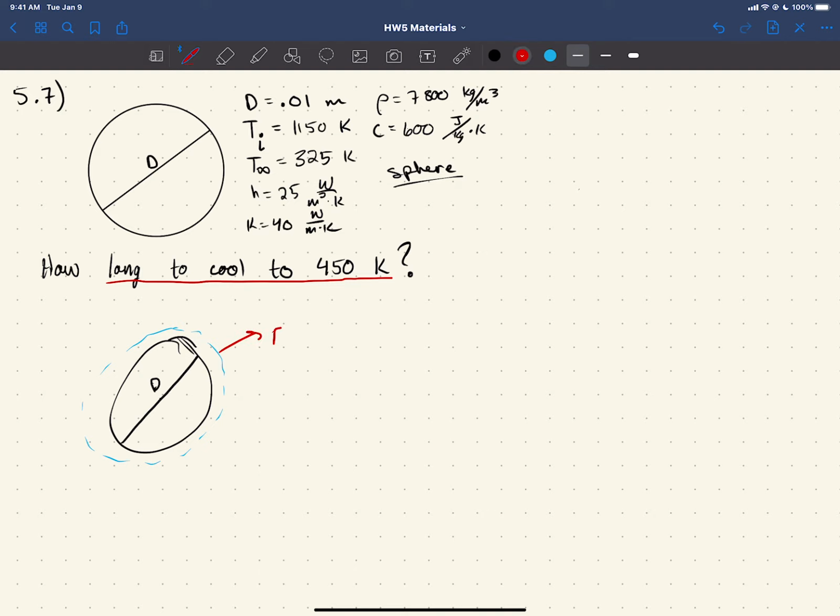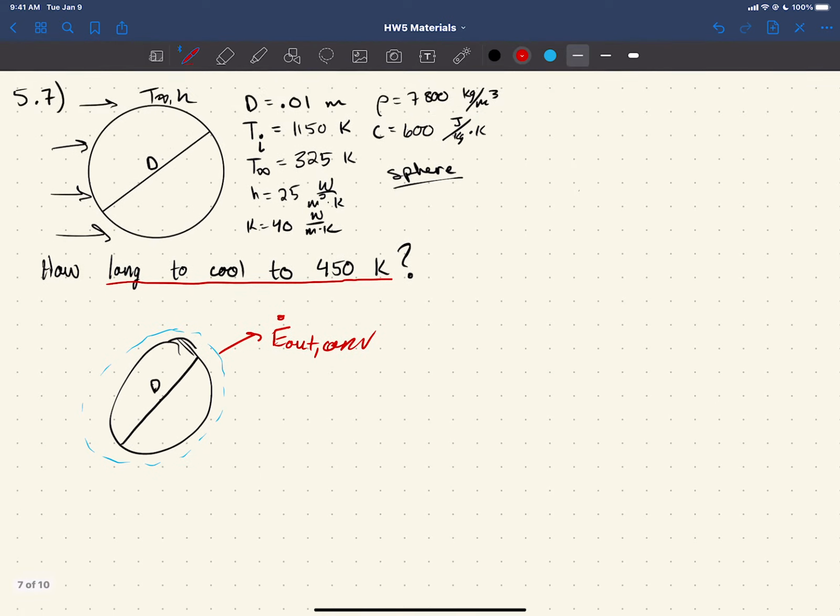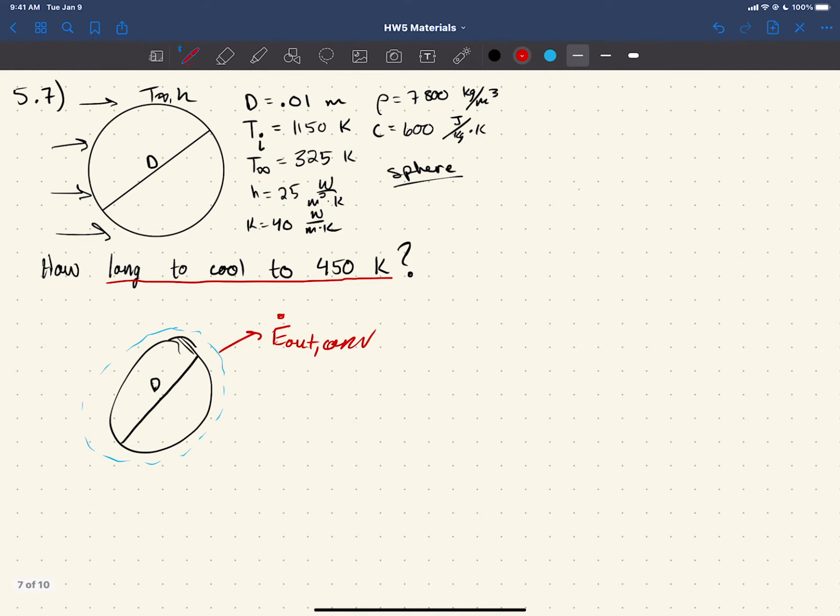It's exposed to convection, so we're going to say we have an E dot out of convection, because we have air flowing around it to cool it off. It's got T infinity, h. So we have E dot out convection. The temperature is changing with time, and we need to find the time, so we have a transient problem. We don't have steady state.